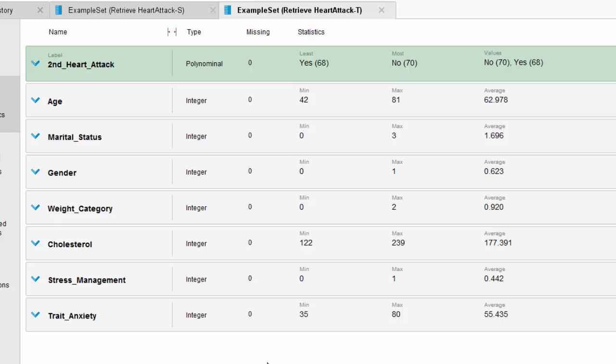One thing that is important in almost all predictive analysis tasks is to make sure that your training dataset is representative and balanced. What it means is that the label variable in your training dataset should have equal or very similar numbers of each case. Here, if you look at the second heart attack in our training dataset, you can see that we have 70 cases of people who did not contract the second heart attack and 68 cases of people who did. So we have similar numbers.